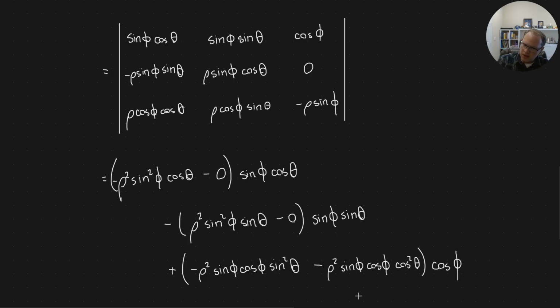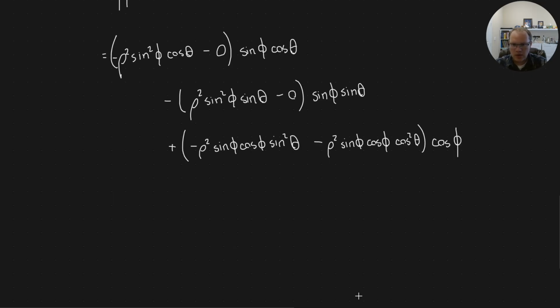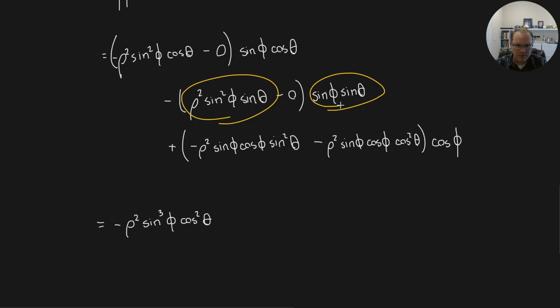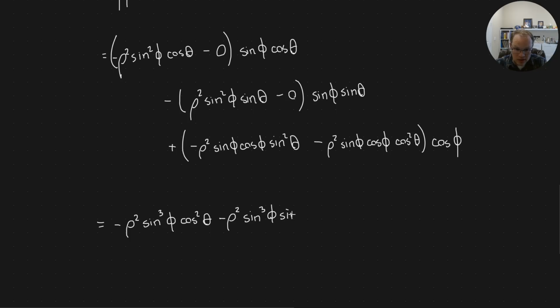But there's a lot of squared sines and squared cosines, so maybe I could do something with that. All right, so let's see what I can do here. For this first line, the 0 just goes away, so I just have this times this. So I will have negative rho squared sine cubed phi cosine squared theta. Down here, I have rho squared sine squared phi sine theta times sine phi sine theta with a negative in front. I get negative rho squared sine cubed phi sine squared theta.